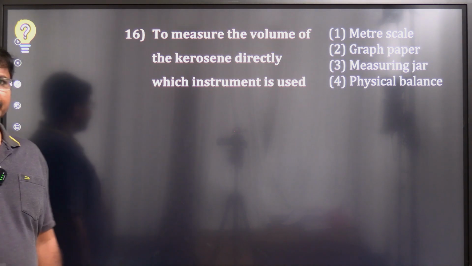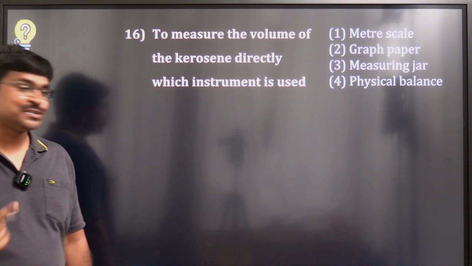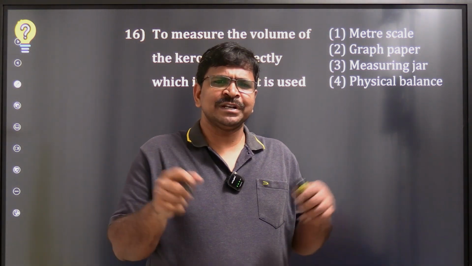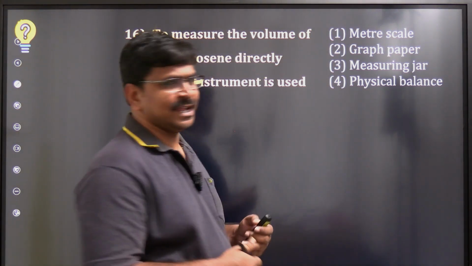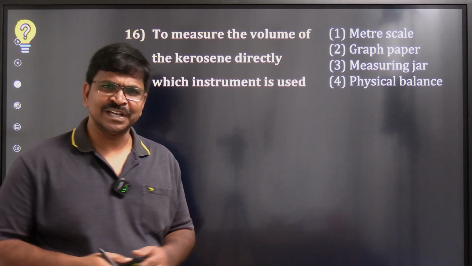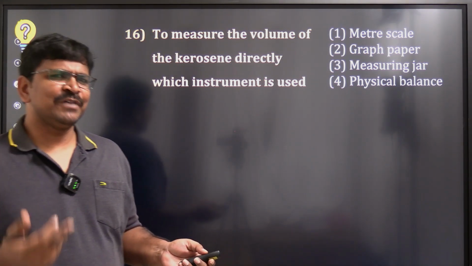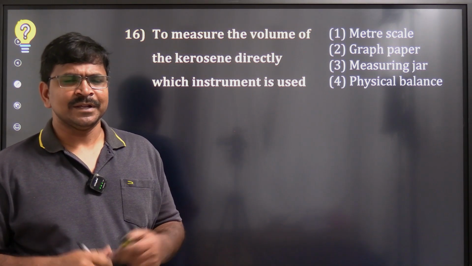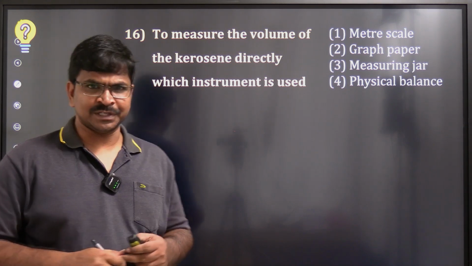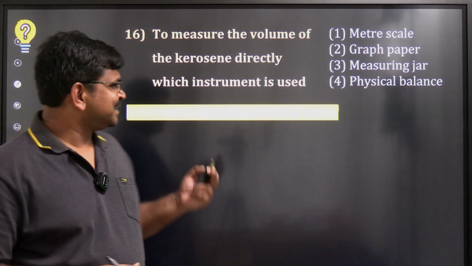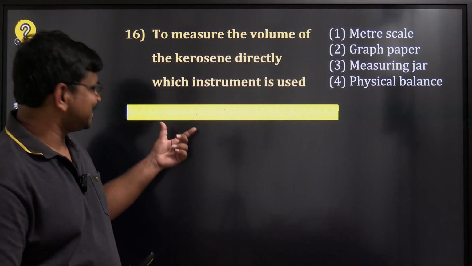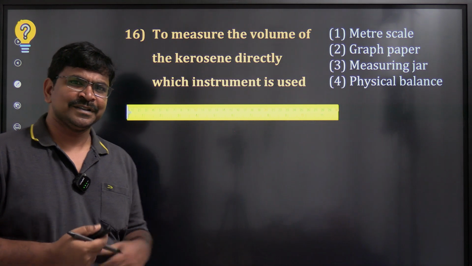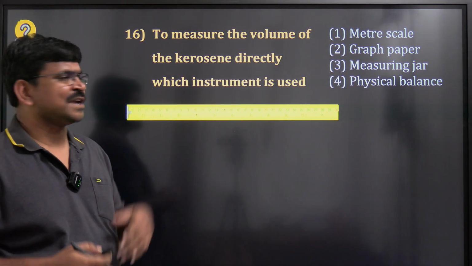And the next question is, to measure the volume of the kerosene directly, which instrument is used? This is a really interesting question. Usually kerosene, how do we measure? Before going in detail, let us see what are the options given. Because kerosene can be measured in different ways, depending on the availability of the instruments. But let me check the options first. Here meter scale is given. See how funny it is. With this meter scale, can we measure the material which is in liquid form? It is meaningless. So meter scale is the wrong answer.